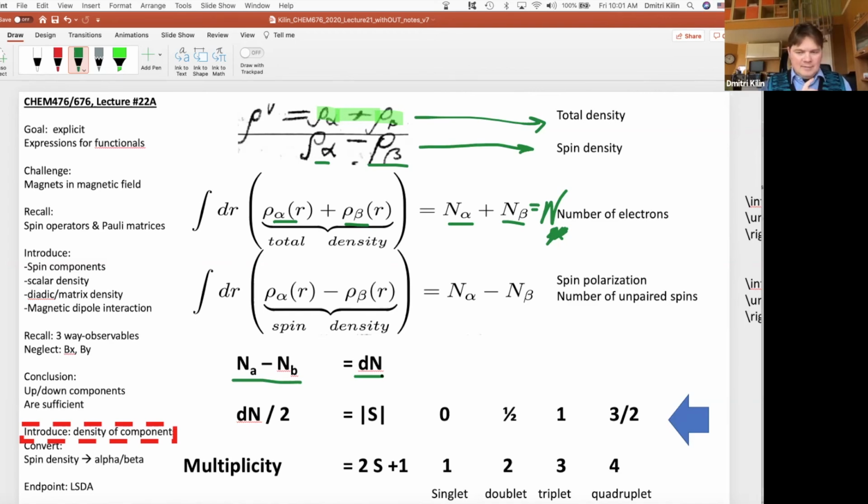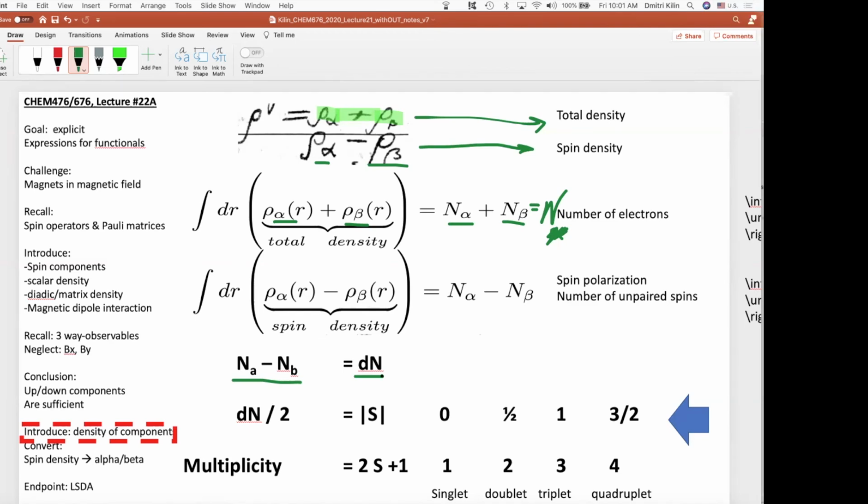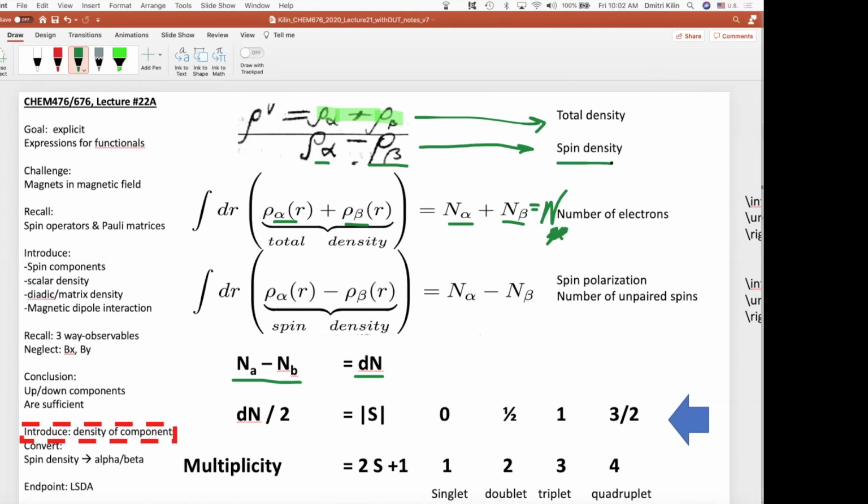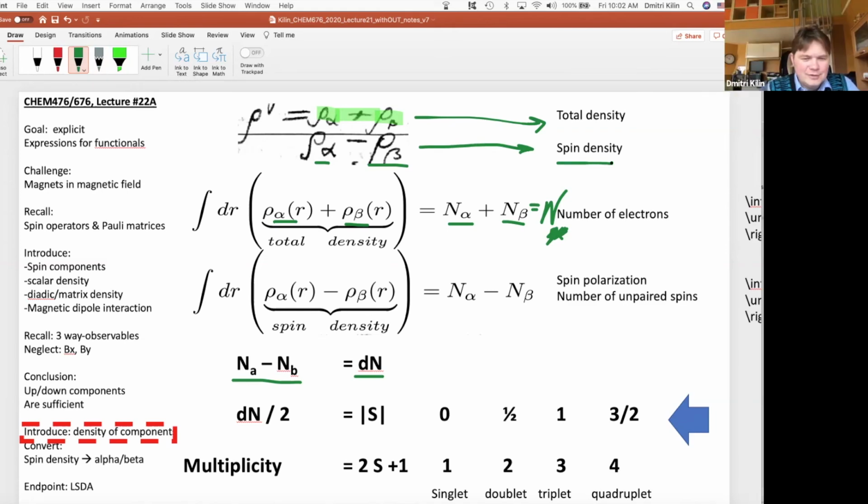Dr. Kilin, can I take you back a little bit? Between total density and spin density, there was one that you said depicts if they are magnetic or not. Which one is it? Spin density depicts that they are magnetic. Yes, exactly. Thank you, Roland.